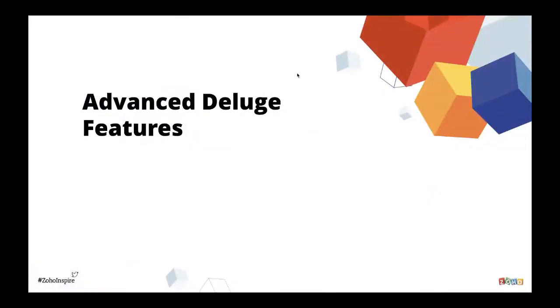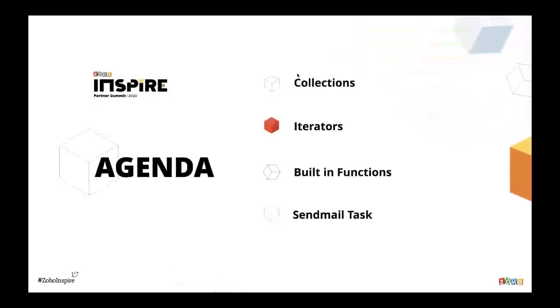So let's get started. Today I would be talking about advanced Deluge features. These are features that you would come across often while scripting using Deluge. I'll be covering 4 main topics today: collections, iterators, built-in functions, and the send mail task. Let's get started with collections.